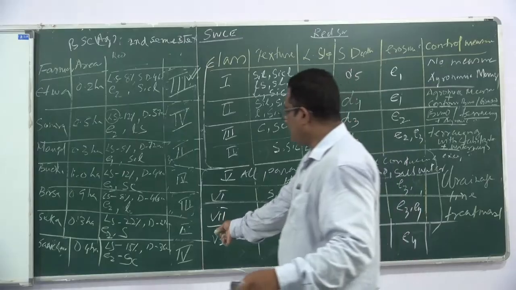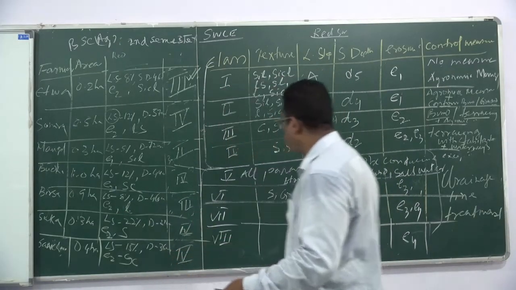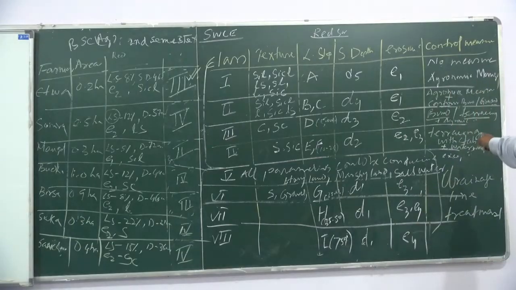Say the other person, Sukra's field, comes under class 4. For class 4, what is our recommendation? It is terracing with stabilization plus vegetative waterways.